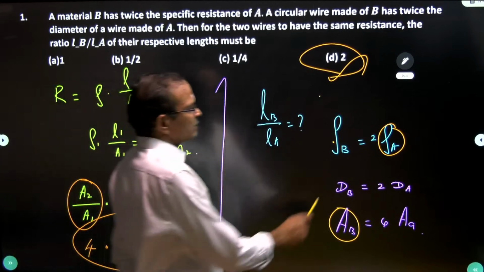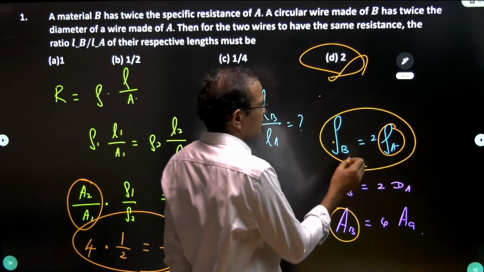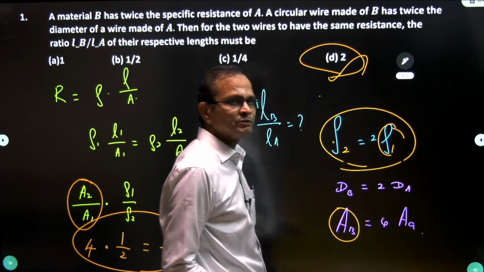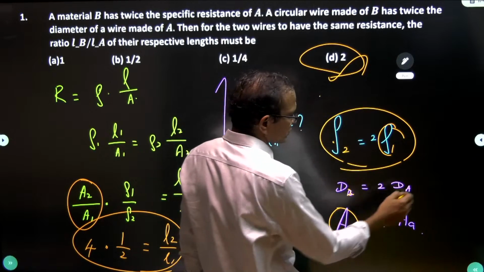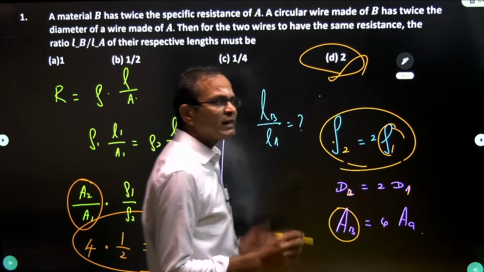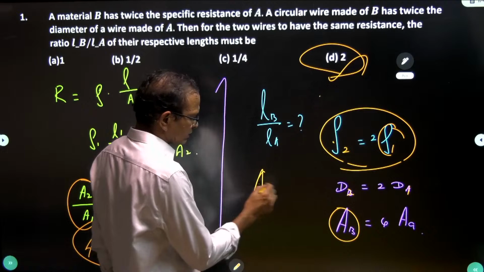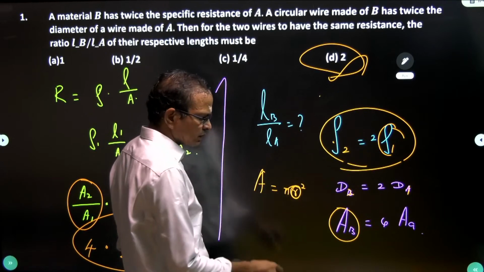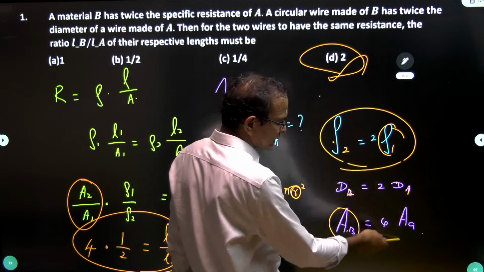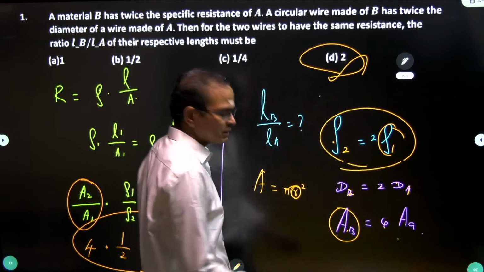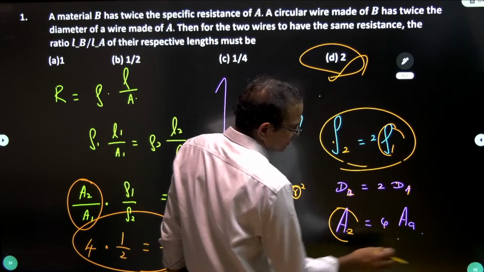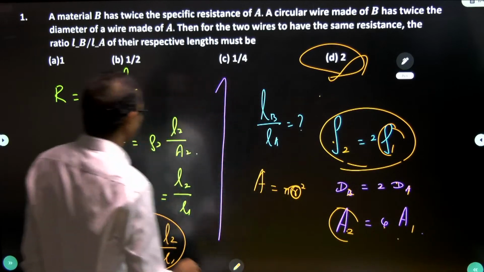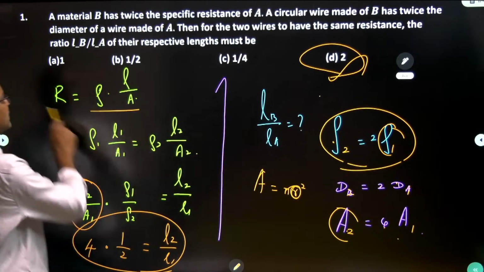You know very well, this is already given in the question. The resistivity of wire 2 is twice the resistivity of wire 1. The diameter of wire 2 is twice the diameter of wire 1. Area is equal to pi r square. When the radius becomes 2 times, the diameter also becomes 2 times. Therefore, when you square it, the area of the second wire is 4 times the area of the first wire. Got it? This is a basic formula.